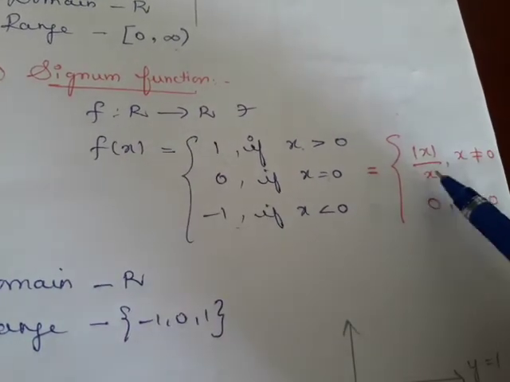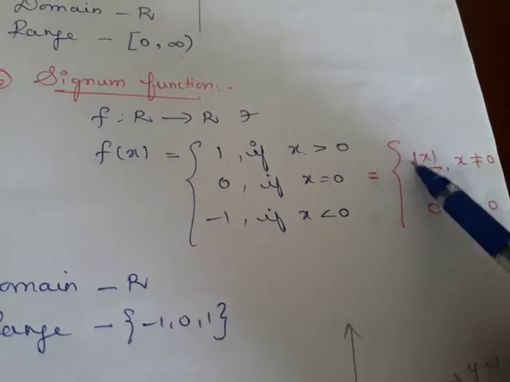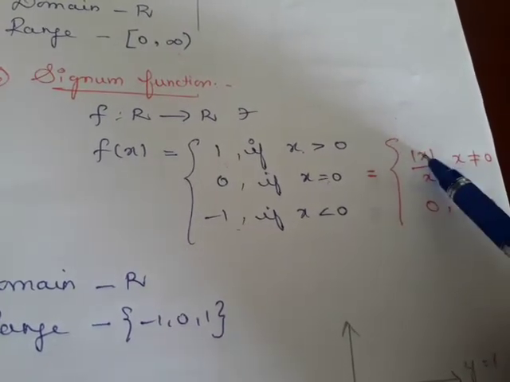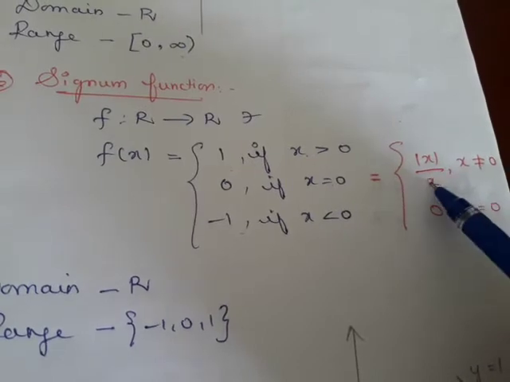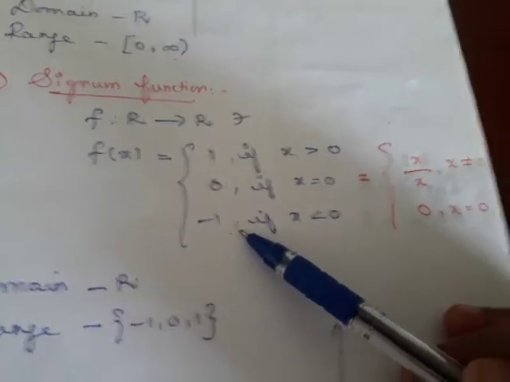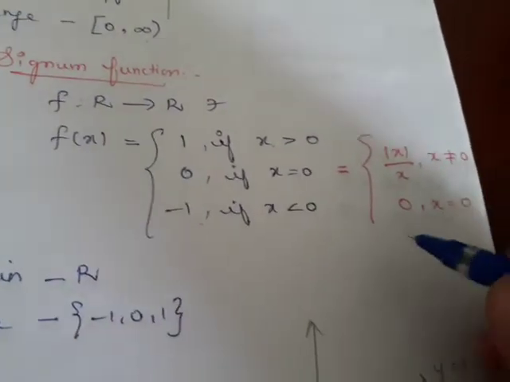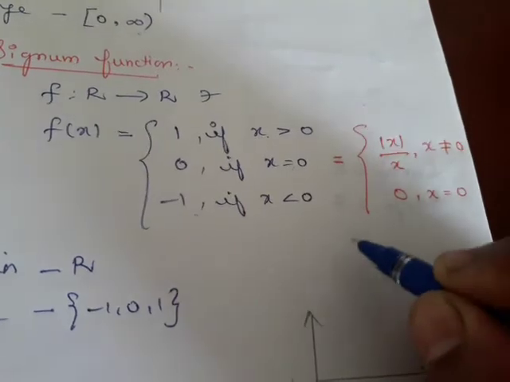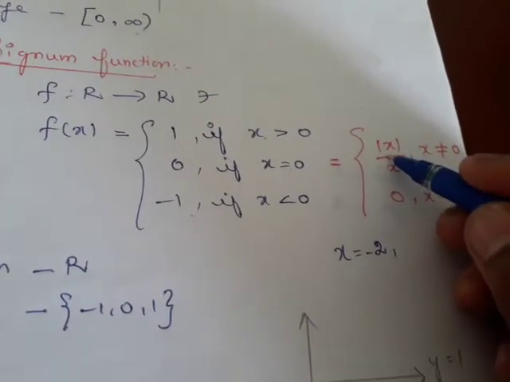If the value which you are going to choose is negative, the modulus function will give you only a positive value, so x and x will get cancelled, but the denominator will have a minus, so you will get minus 1. I will show you with an example. Suppose I choose x as minus 2. Now what will happen in this function?